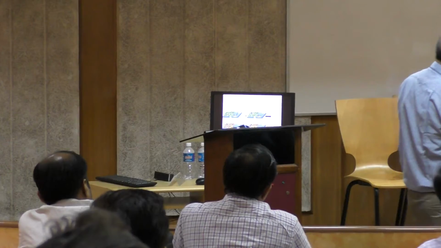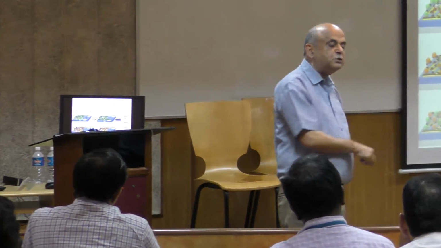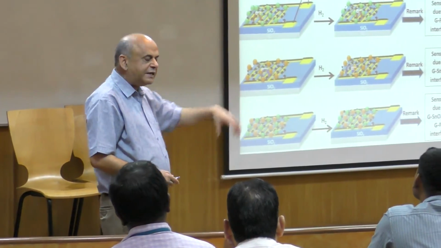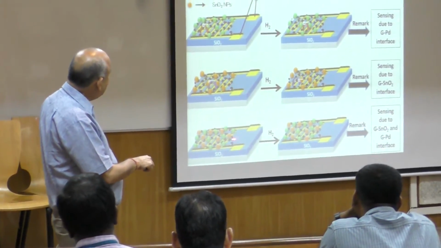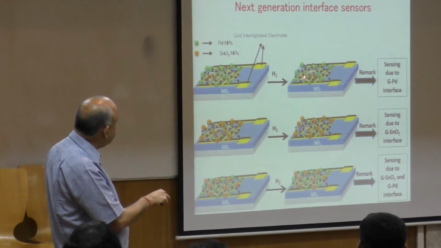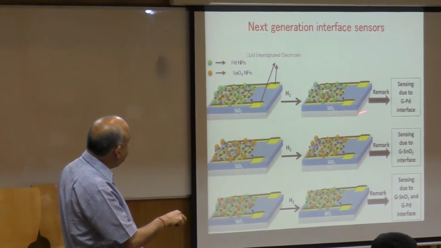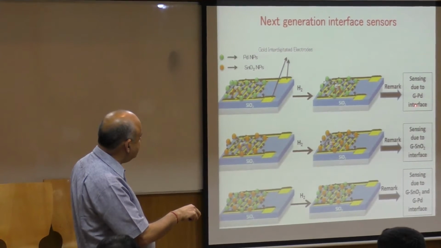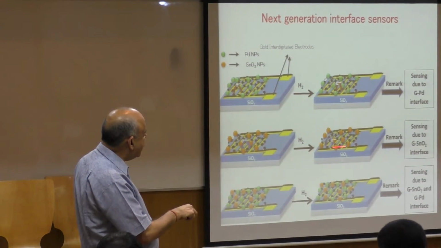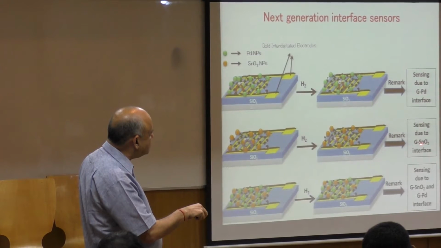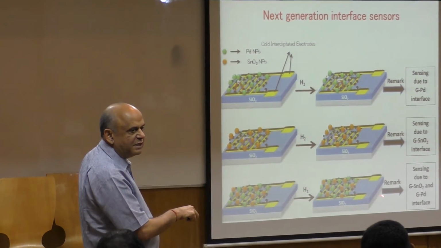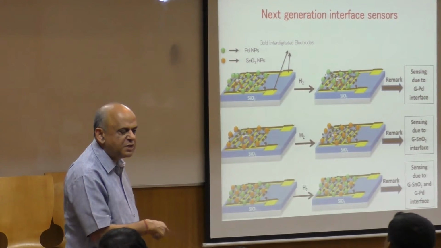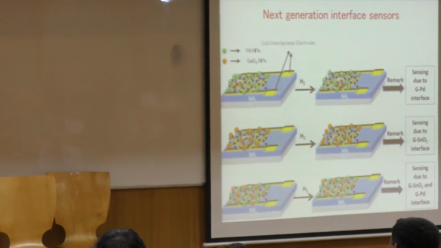This sensor now has two types of particles, and they are all isolated. Some of them are palladium particles, and some of them are tin oxide particles. When we have only palladium, the sensing is due to the graphene-palladium interface. When you have tin oxide, the sensing is due to the graphene-tin oxide interface. You have two types of sensors. This will work for two different gases. The same sensor will give you different responses for two different gases.